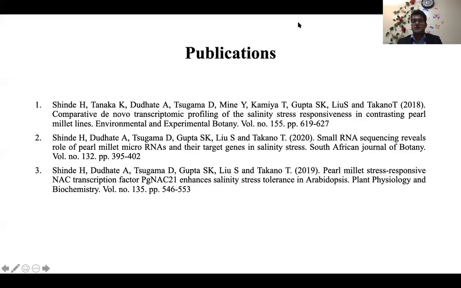Based on all three of our studies, we have published 3 papers. These are the titles of all 3 papers. The first one is on RNA sequencing, the second one is on microRNAs, that is small RNA sequencing, and the third one is on NAC21 studies in pearl millet. Among these papers, the microRNA paper was published recently, last month.